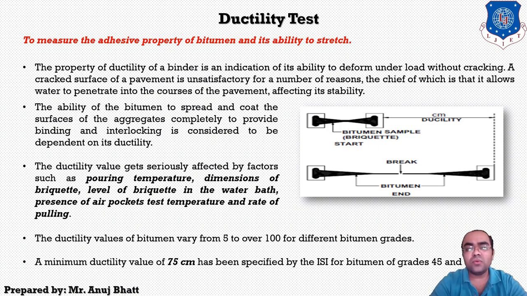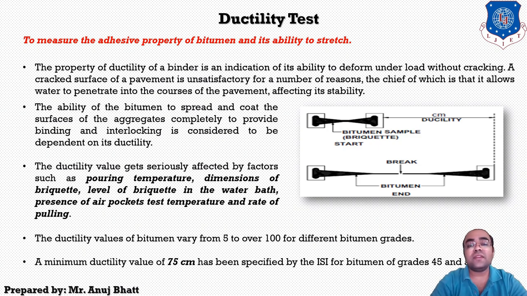If we talk about a source from India, that is Assam Petroleum, it has much lower ductility values. The minimum ductility value specified for Assam Petroleum bitumen is only 15 centimeter for the bitumen grades A65 to 200. This is just for use in certain regions.